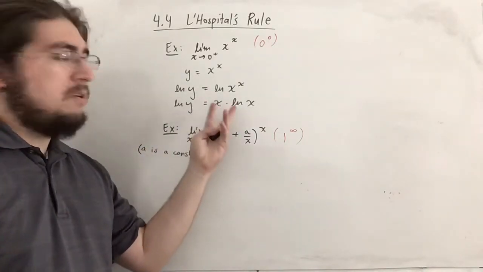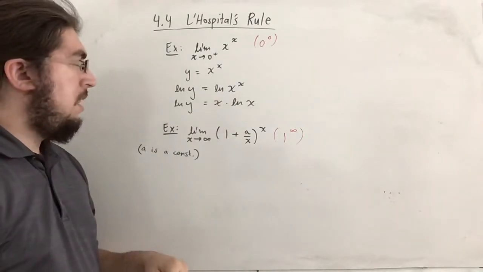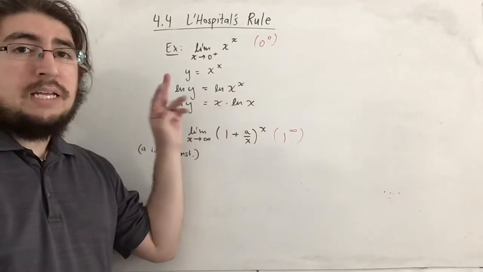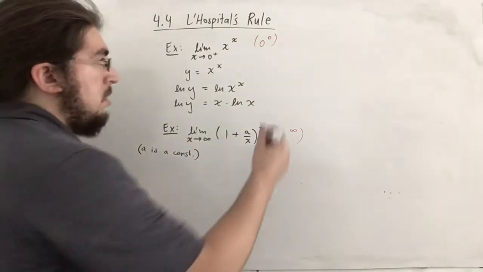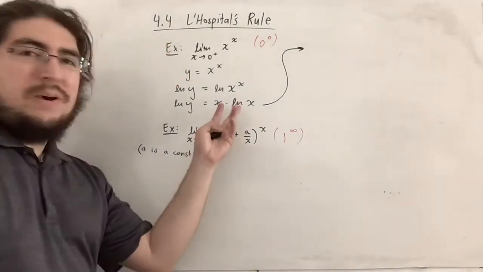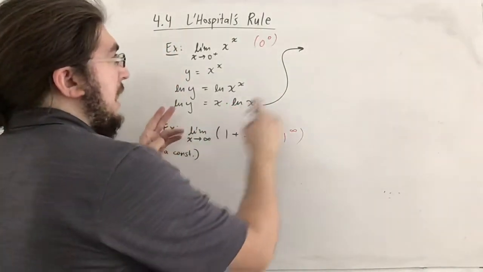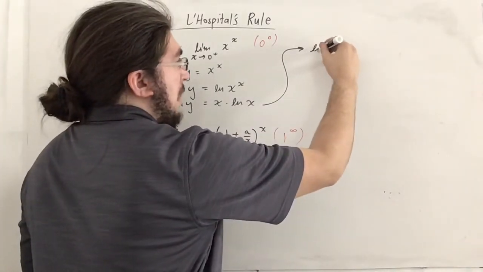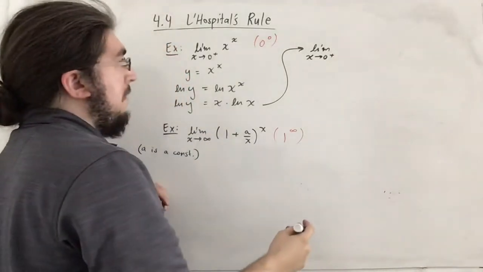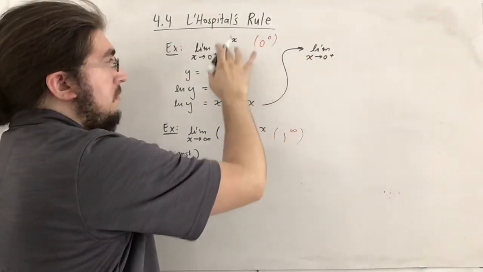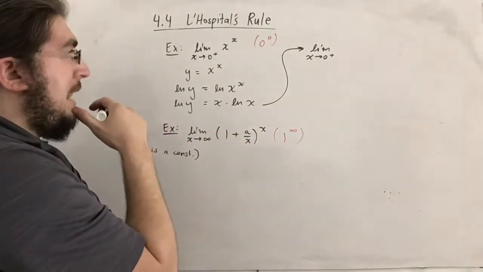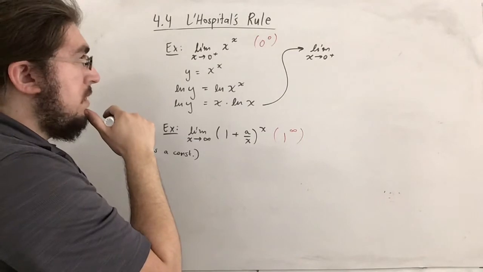But notice what we can do now is write this as a fraction if you want. In this case, we wrote it as ln of x over 1 over x, and then we applied L'Hopital's rule. But we don't need to go through those; I'll spare you the details because we already found the limit. So now what we can say is that the limit as x goes to 0 from the right of x to the x is the same as, let's see, a way to reword this.